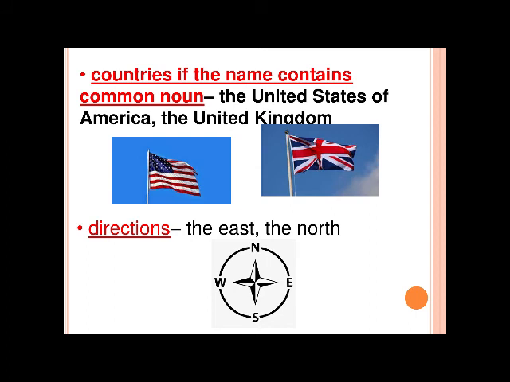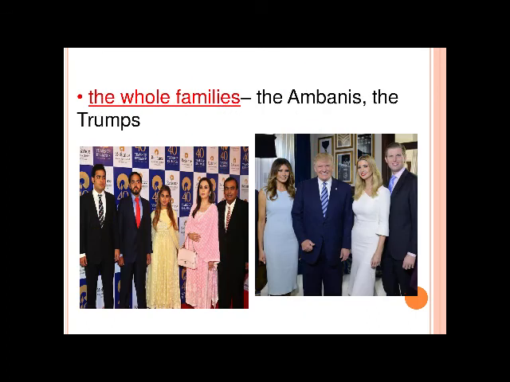Then with the names of directions, we will use the: the east, the west, the north, the south. And last but not the least, whole families. Whenever we talk about whole families, we will use the, like the Ambanis, the Trumps, the Birlas, the Tatas, etc. Okay, I think till here it is clear to all of you.